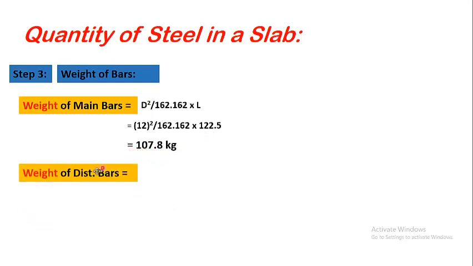We will get 107.8 kg. Now to calculate the weight of distribution bar, we will use the similar formula: d square divided by 162.162 multiplied by length. The dia of distribution bar is 10 mm, so 10 square divided by 162.162 multiplied by 125. 125 is the total length required as distribution bar for the slab. We will get 77 kg. So the weight of main bars is 107.8 kg and of distribution bars is 77 kg for this assumed slab.